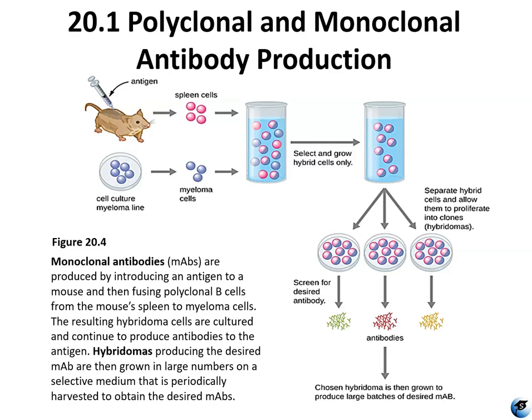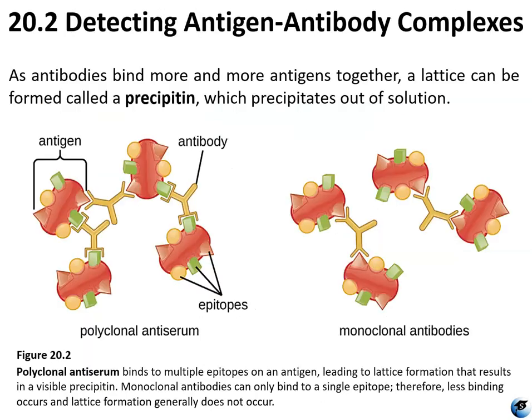So there are extra steps involved in monoclonal antibodies, but it allows you to get antibodies that are much more specific. Okay, this is another figure comparing polyclonal to monoclonal antibody production. As antibodies bind more and more antigens together, it forms a precipitin, which is basically just a big clump of antigens and antibodies. And this is happening in what is known as a lattice formation.